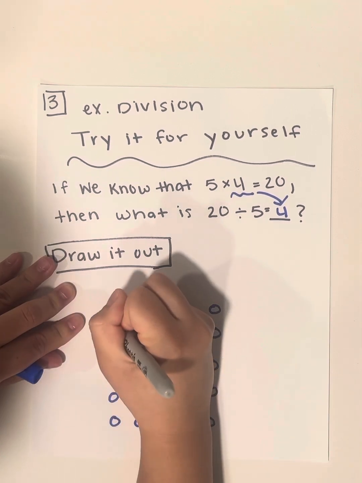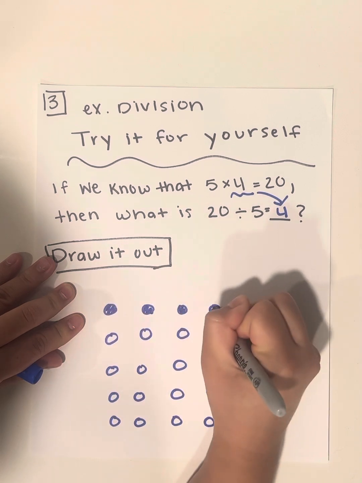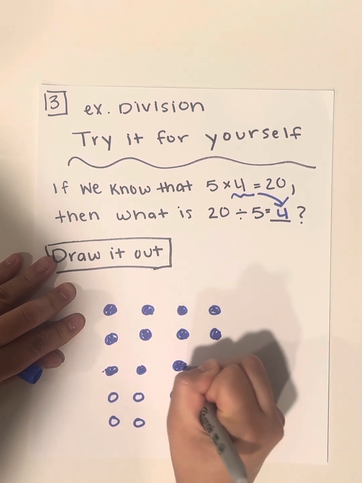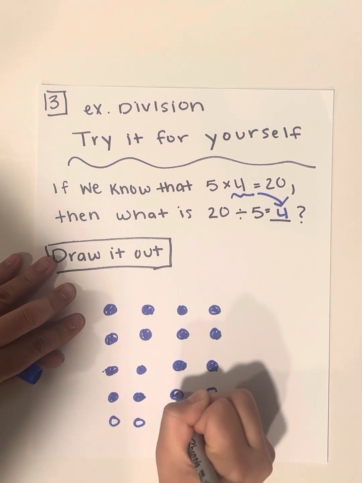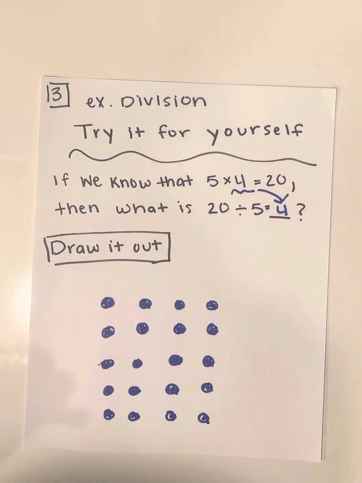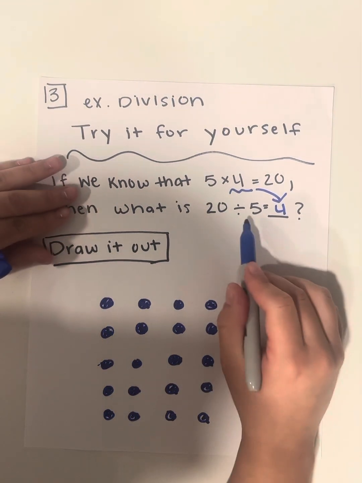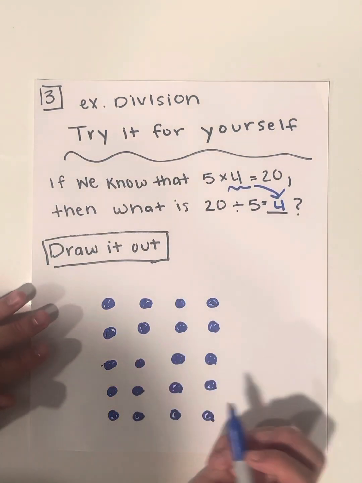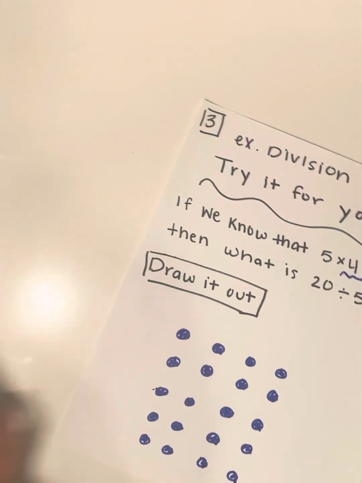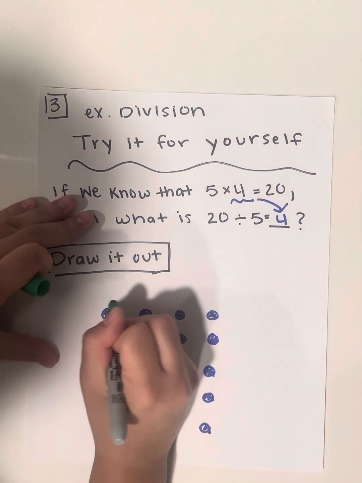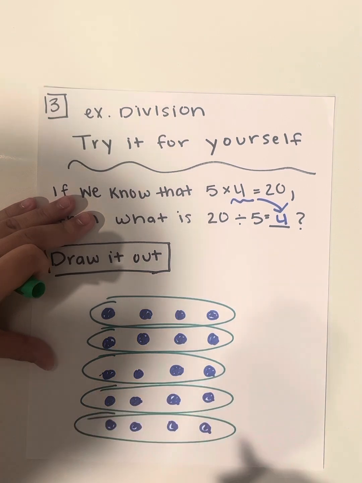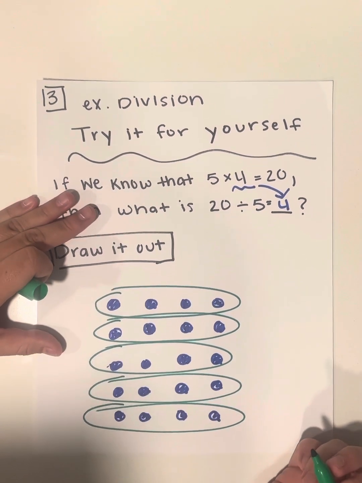Let's go ahead and make sure I have those 20 circles. 1, 2, 3, 4, 5, 6, 7, 8, 9, 10, 11, 12, 13, 14, 15, 16, 17, 18, 19, 20 circles total. And then reading this again, we want 5 groups of 4. So let's go ahead. We see that I have 1, 2, 3, 4, 5 circles going down this way. So we want to go ahead and group it up going in this direction. 1, 2, 3, 4, 5 groups, and each group should have a total of 4 circles within it.